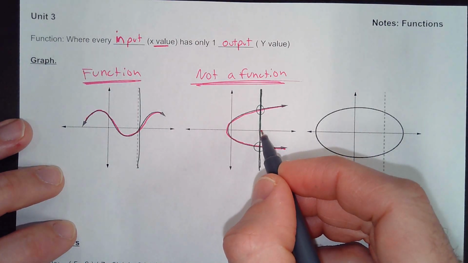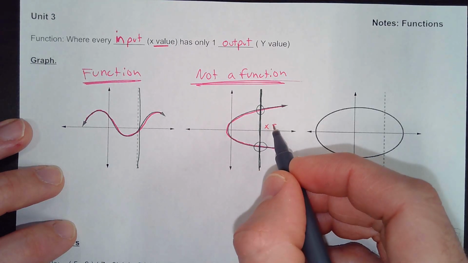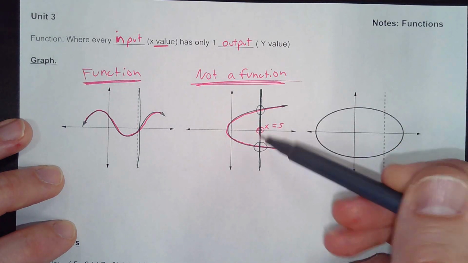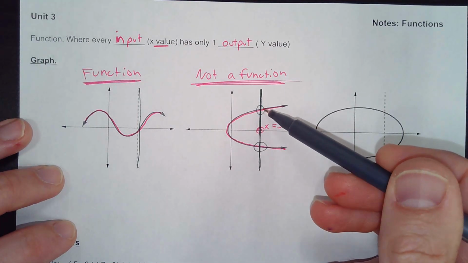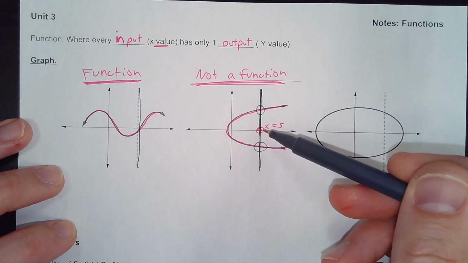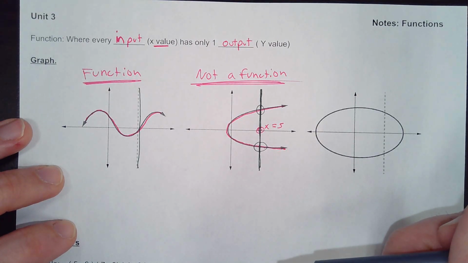So at this point right here, my x could be whatever x is. Let's say x is 5 right here. Well, then what's your y value? Is it this positive value, or negative value? That's what a function is. If I have an x that has more than one y value, it is not a function.